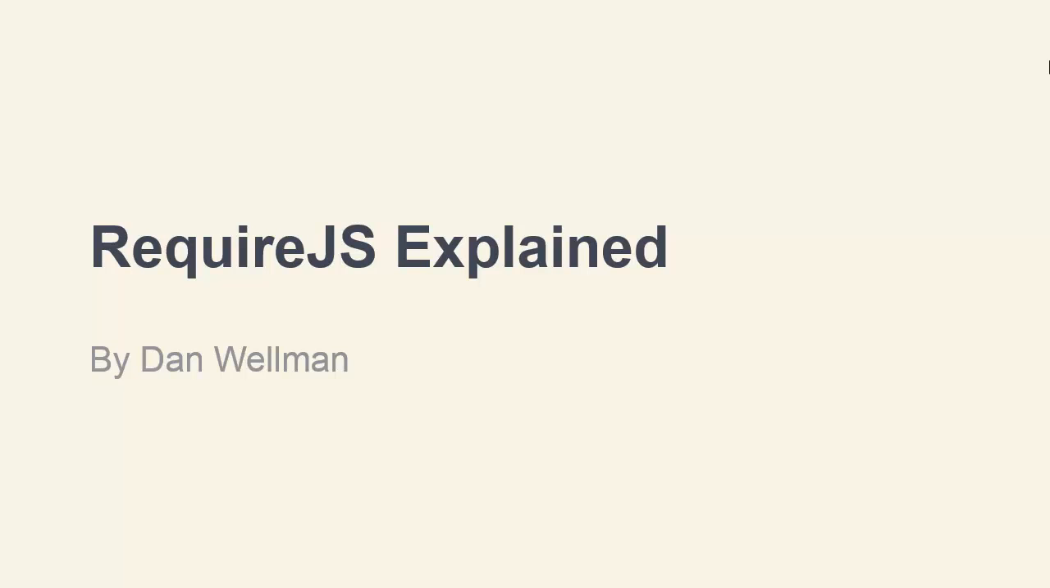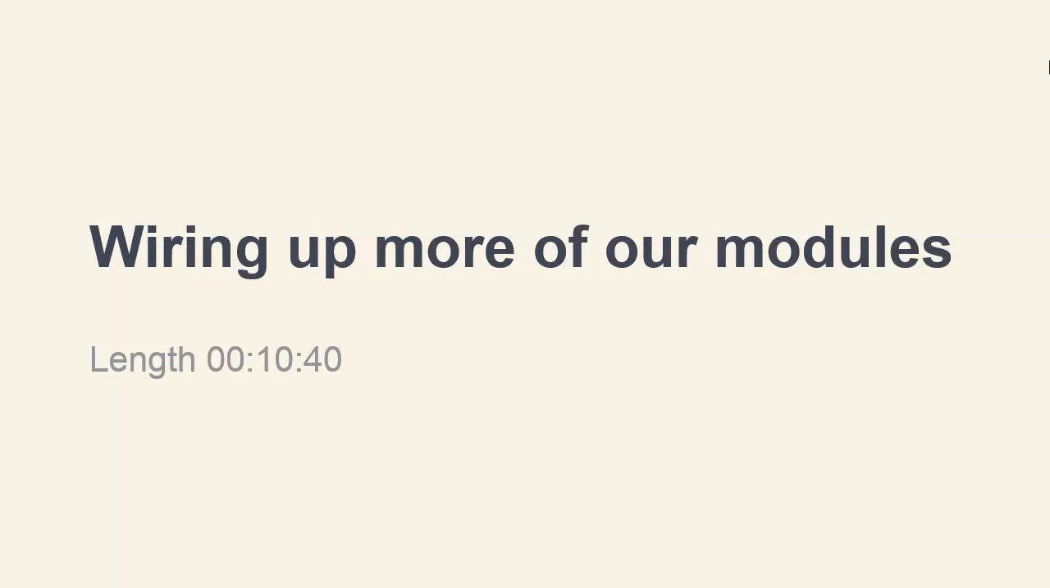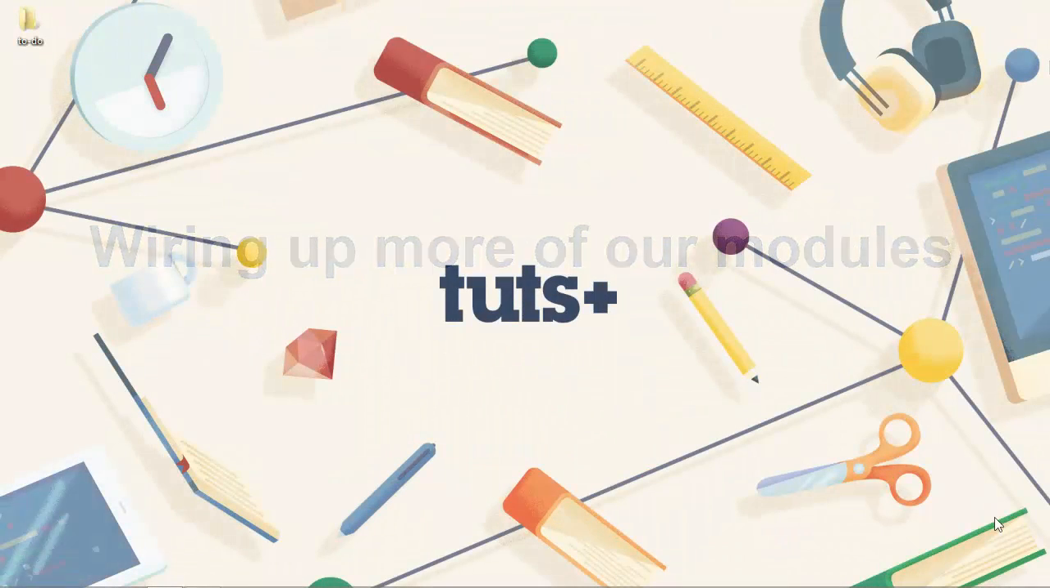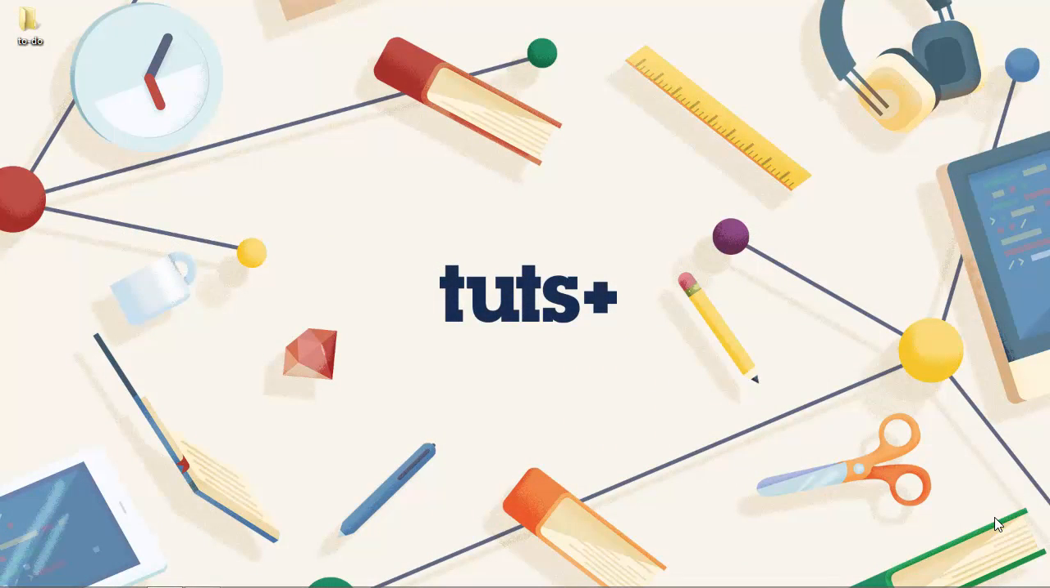Hey there! In this lesson, we're going to continue wiring up some of the modules that we haven't made use of yet. We'll start out by wiring up the two buttons in our app's header. The first button is the button to create a new list, which by default is disabled. So let's get that working first of all. To do this, we're going to need to update the list view model.